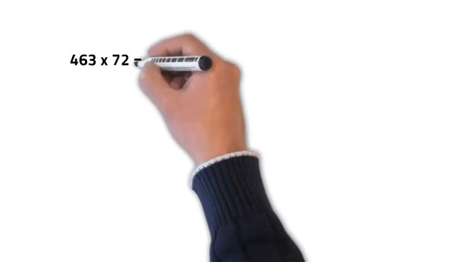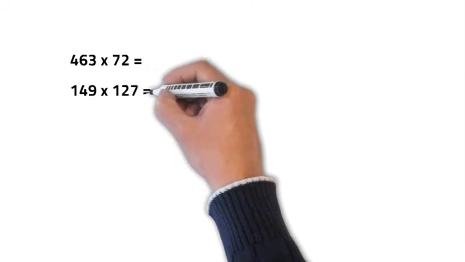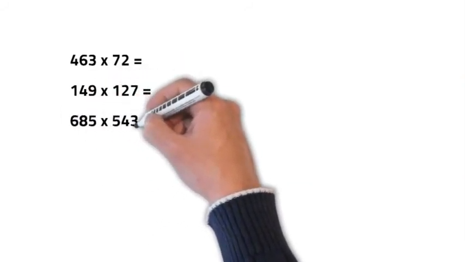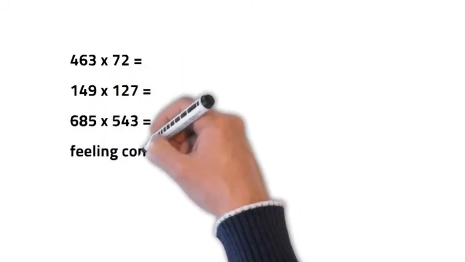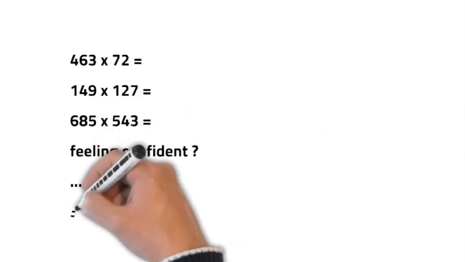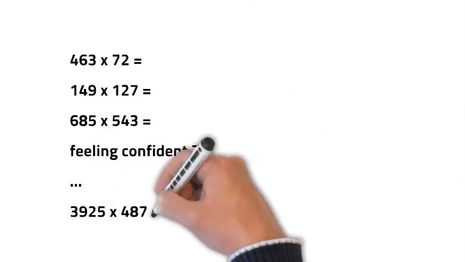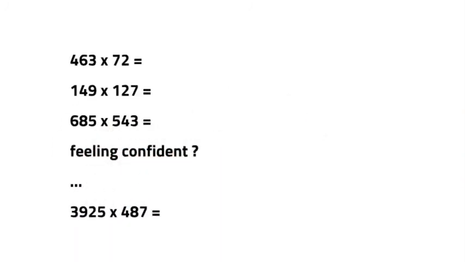Now have a go at a couple yourself. We've got 463 times 72, 149 times 127, 685 times 543, and if you're feeling confident, 3,925 times 487. Press pause and have a go, and then press play to check your answers.